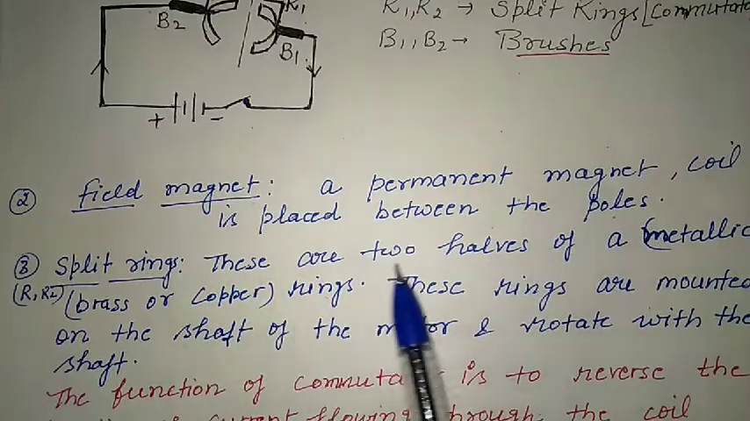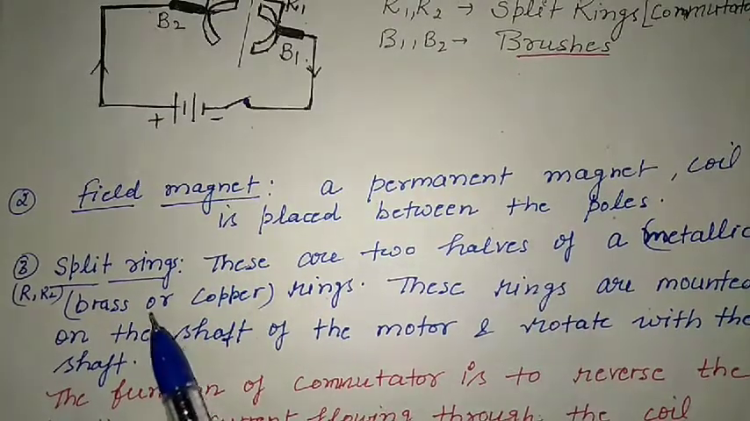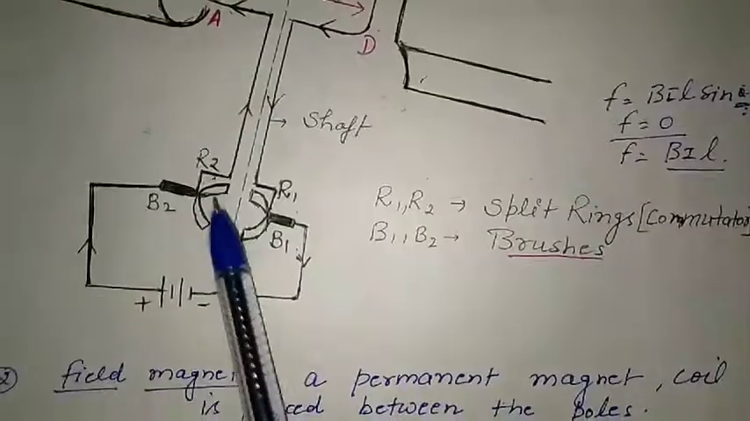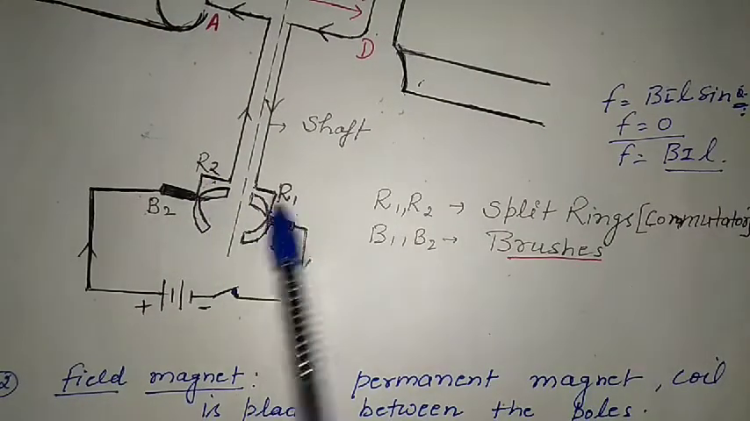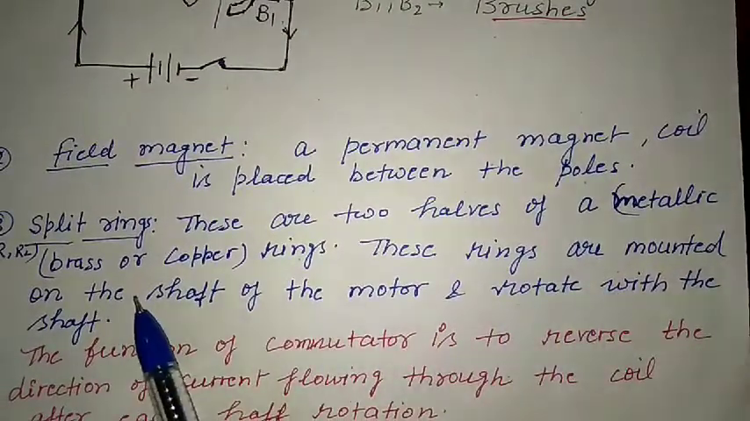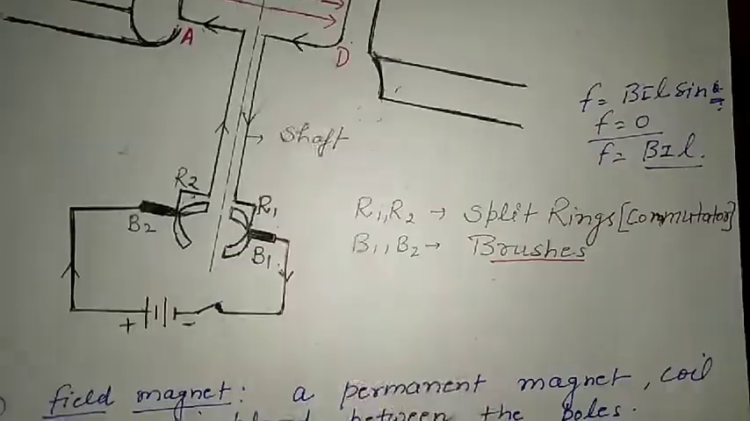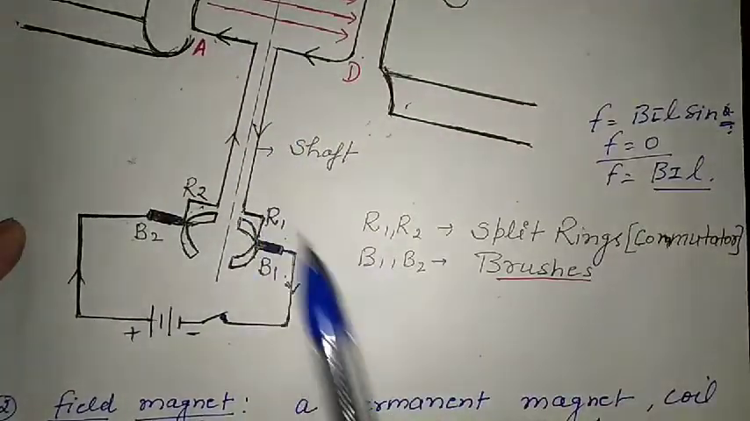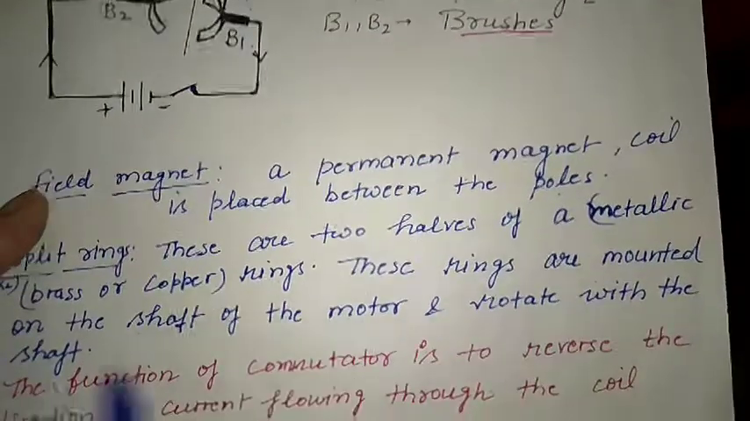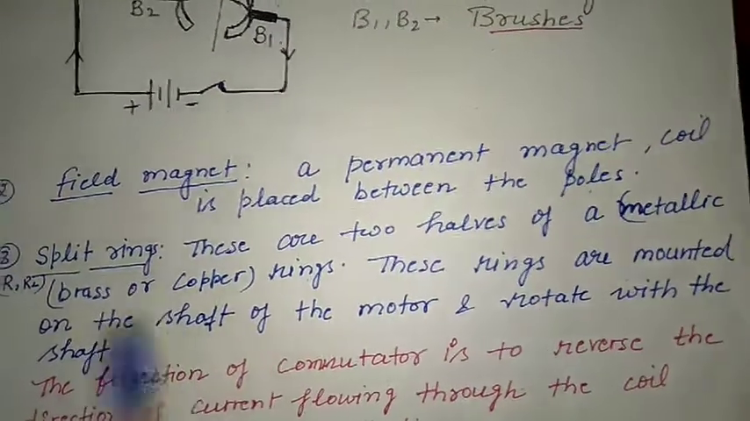The next part is the split rings. These are two halves of metal, brass or copper rings, R1 and R2, showing here as the split rings. These rings are mounted on the shaft of the motor, which is free to rotate, and they rotate with the shaft.